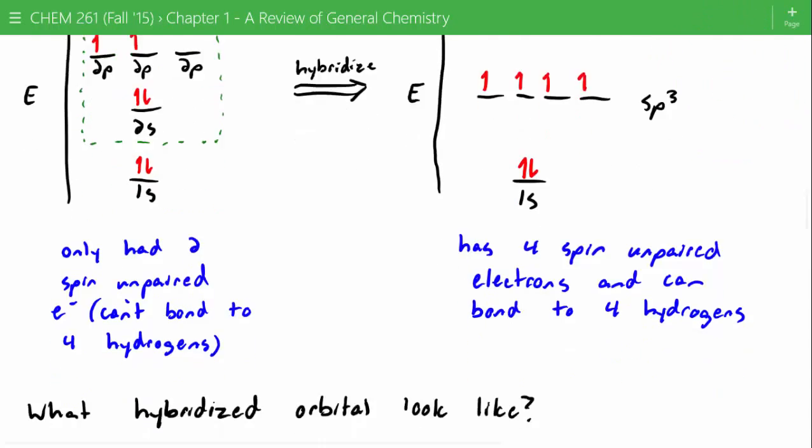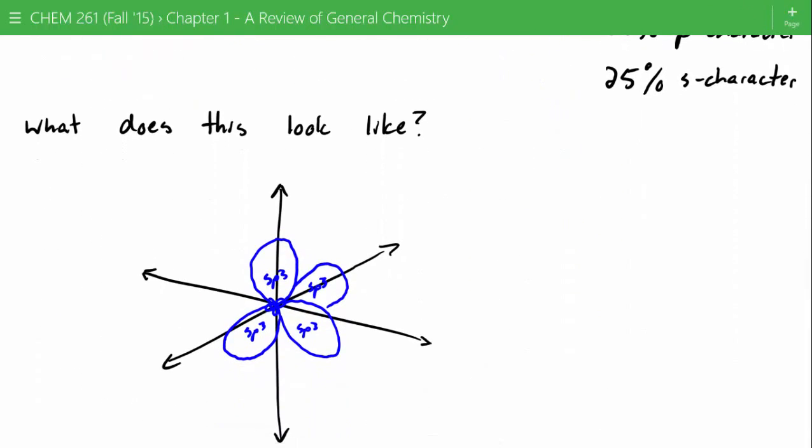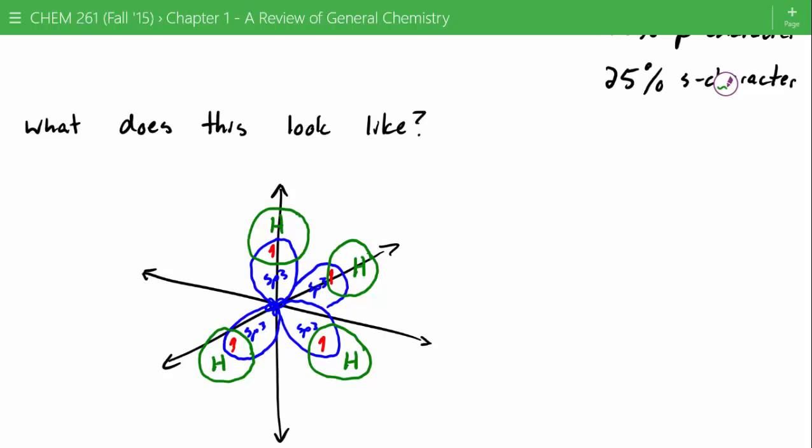So let's go back and draw those electrons in. So I'm going to draw one electron in this lobe, one electron in this lobe, one electron in this lobe, one electron in that lobe. And then our hydrogens, I'm going to draw those as green, can overlap, right? So I'll just draw in our hydrogen. And what orbital do the electrons in hydrogen occupy? An s orbital, right? So we just draw them as a sphere.